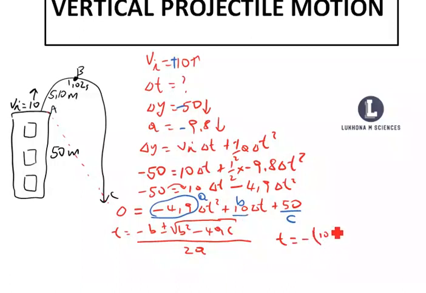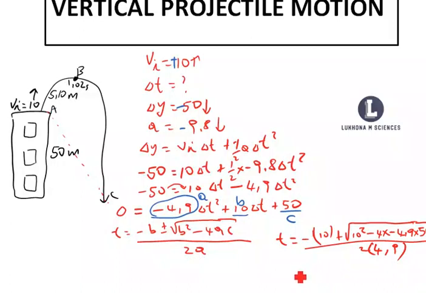Then we choose one sign here. We choose plus for now. Then we have 10 squared minus 4 times a, which is minus 4.9, times c. C is 50, right? So everything is divided by 2a. A is 4.9. Then we press the calculator here.